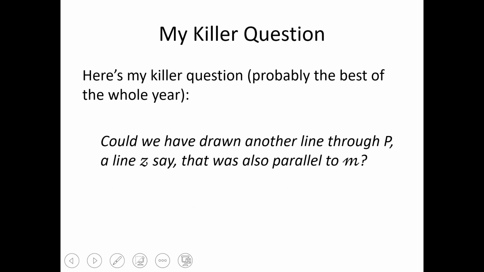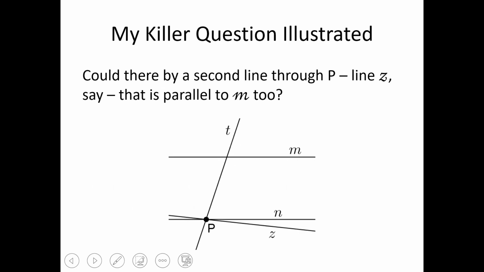Now, I have a question, and it's probably the very best question that I'll ask all year long, and I'm almost certain I know how you'll answer this question, because historically in my classroom, students have always answered it in the same way. And my question is this: could we have constructed another line through P, a line Z, say, that was also parallel to M? And a picture will make clear what I need to ask.